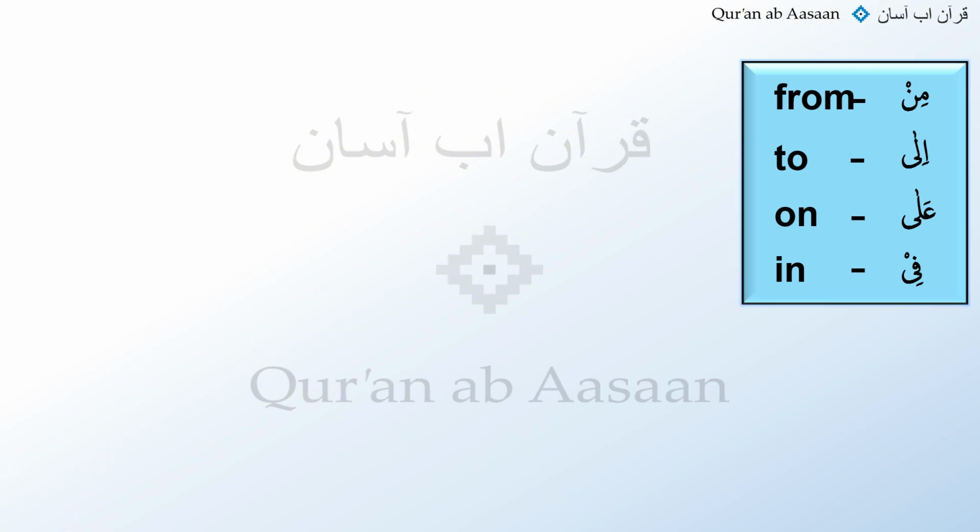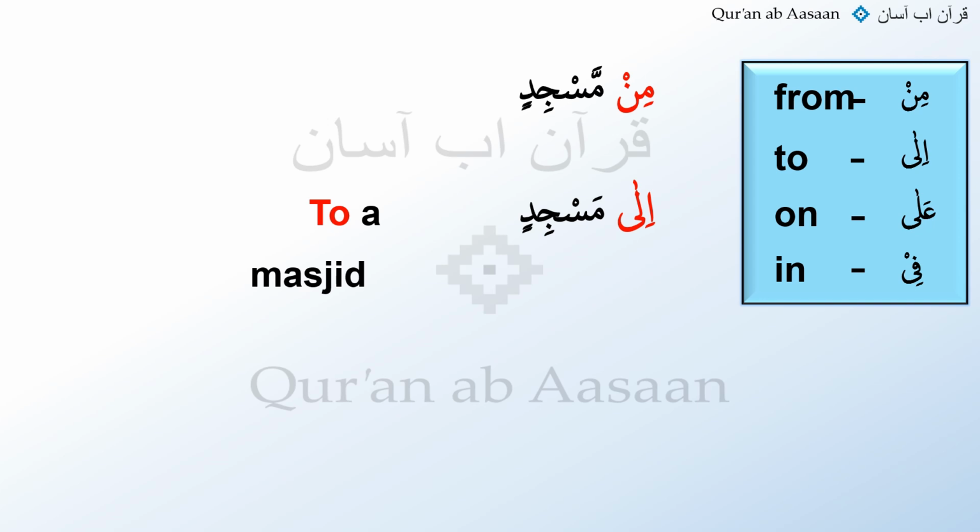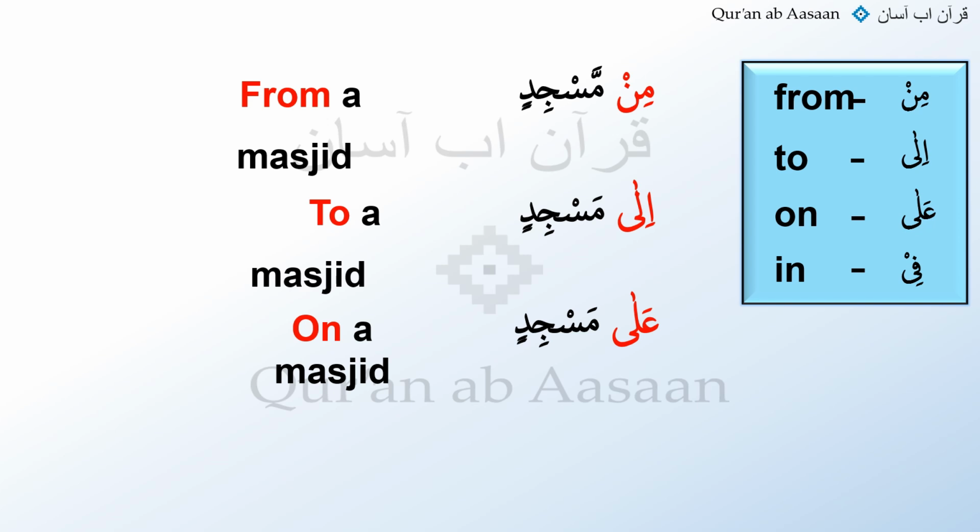If ila masjidin means to a masjid, what would be min masjidin? You already know min is from, masjidin is a masjid. So what would be the meaning of min masjidin? From a masjid. Good. And what about ala masjidin? On a masjid. Excellent. And fi masjidin? In a masjid. Beautiful.